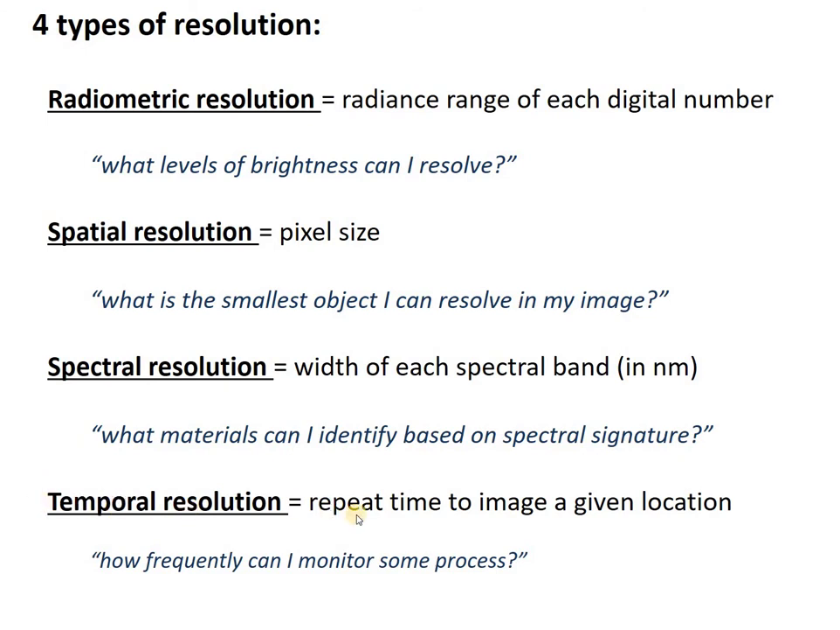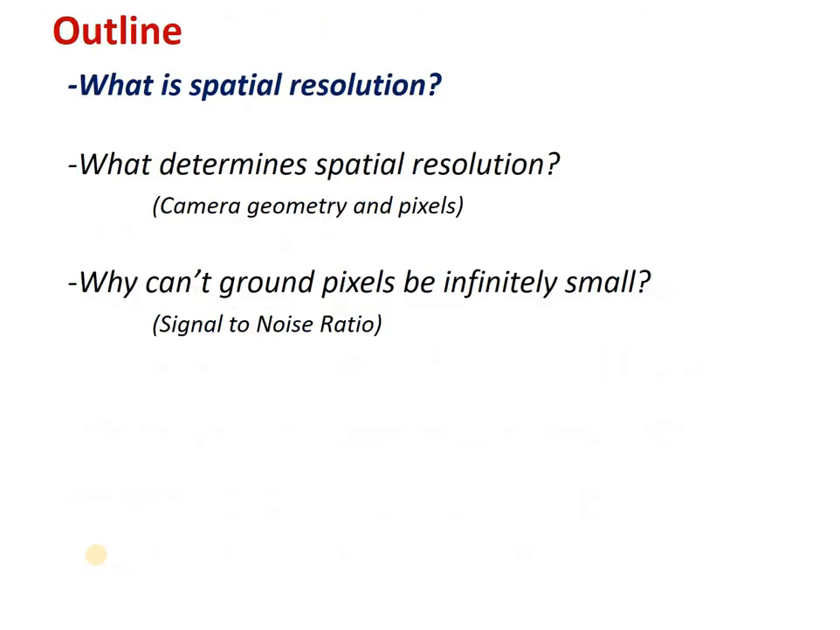How long does it take to collect repeat images of the same location on Earth? How often does the satellite pass overhead? And this essentially boils down to how frequently can I monitor some process. For example, for agricultural crop health, you might need every 2 weeks. For wildfires, you might need every 2 hours. For weather, you might need continuous temporal updates. So those are the four types of resolution.